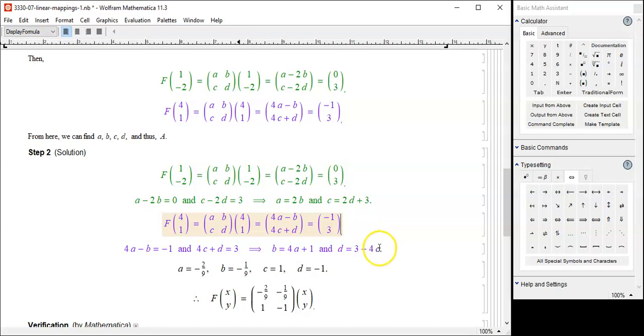And then how to solve those? Either elimination or substitution. You're going to get something like this. A is -2/9, B is -1/9, C is 1, D is -1. Now that we have A, B, C, and D, we can go back to the matrix expression and put those back. And finally, we identified the linear map like this.